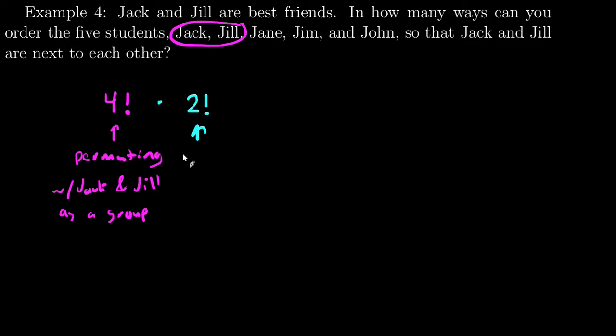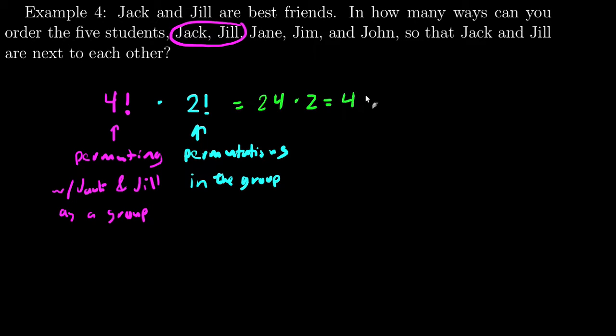And this is the permutations in the group, because for each spot that I have Jack and Jill in this, I can have them in the order Jack Jill or in the order Jill Jack. I could include these, but they're only groups of 1, so including 1 factorial for Jane, 1 factorial for Jim, and 1 factorial for John doesn't change anything, so I'm not going to write them out, but you could. 4 factorial is 24, 2 factorial is 2, and that's going to end up giving me 48 possible permutations where Jack and Jill are standing next to each other, in either order.